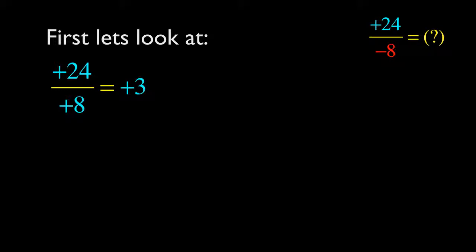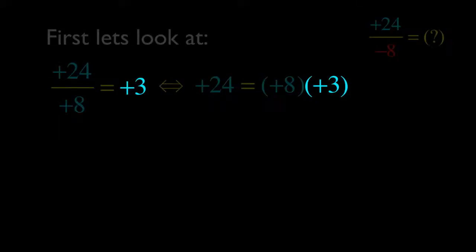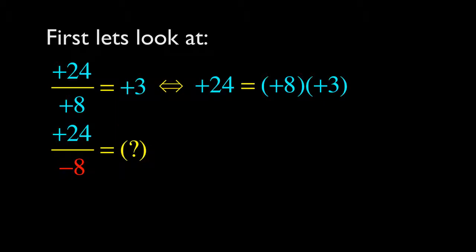Now what follows from that is a multiplication pairing, which looks like this. Positive 24 is in fact the same as positive 8 times positive 3. If we want to get fancy with some language, we're really saying that the dividend is equal to the divisor times the quotient. The dividend being 24, the divisor being 8, and the quotient being 3. And that's always true. So if we go through that thought process, we could say, okay, positive 24 divided by negative 8 is some mystery value.